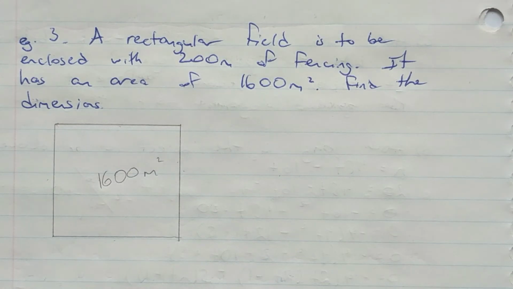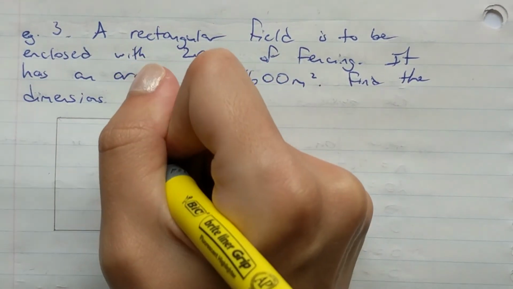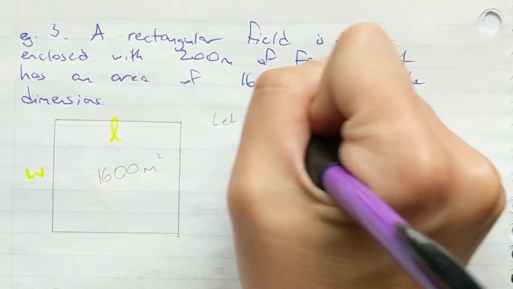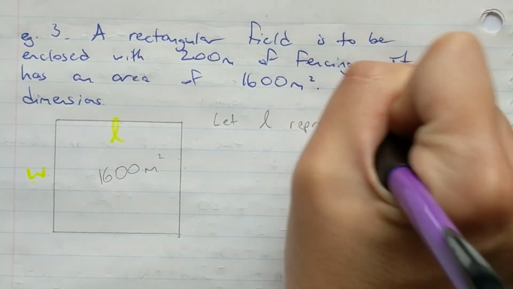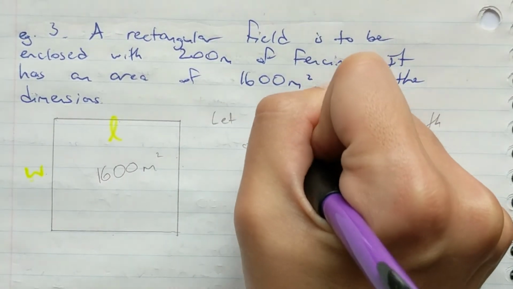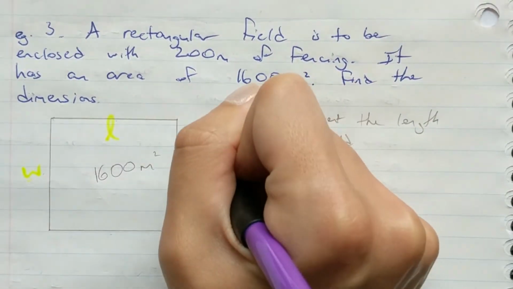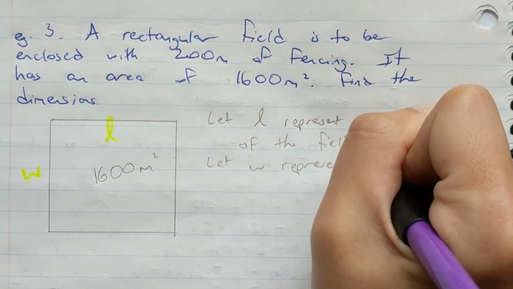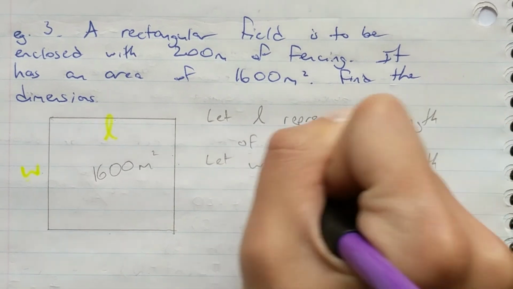Okay. Now, in order to find the area of a rectangle, our formula is length times width. So let's use those variables again, length and width. I'm going to set up some let statements. Let L represent the length of the field, and let W represent the width of the field.